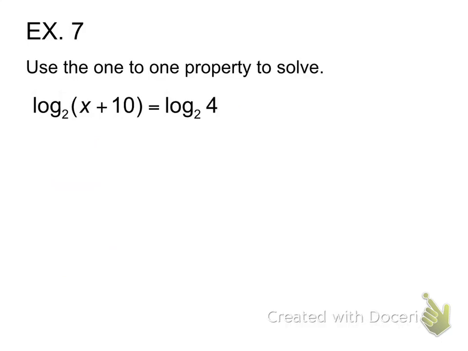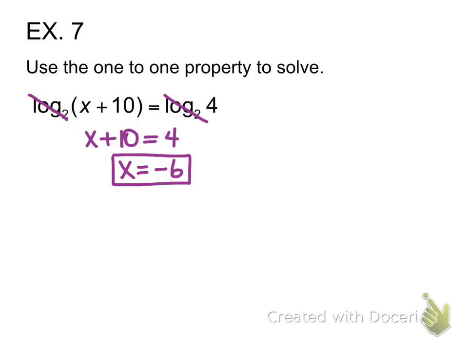Okay, last example, we're going to use the one-to-one property to solve. I've got log base 2 of x plus 10 is equal to log base 2 of 4. So, as long as the logs and the bases are the same, when you have a log equal to a log, you're going to drop the logs and solve the equation as is. So now I've got x plus 10 equals 4, and if I solve this, I'm going to get x equals negative 6. So anytime it's a log equals a log, drop the log, solve the equation.